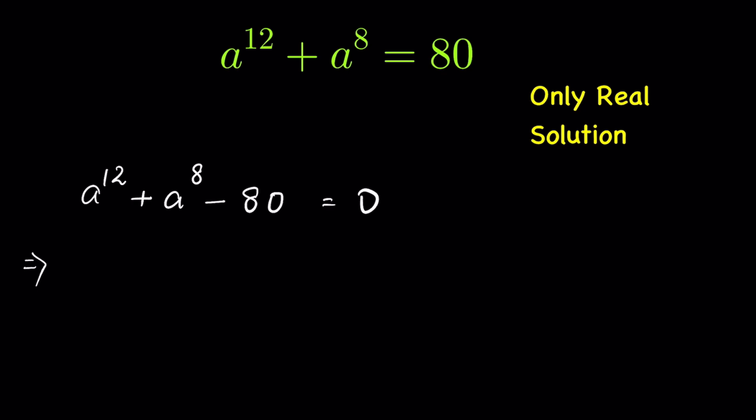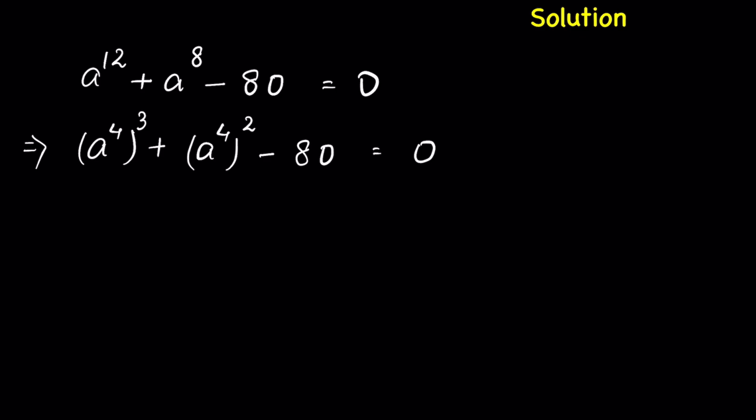Now a to the power 12 we can write as (a to the power 4) whole to the power 3, plus a to the power 8 as (a to the power 4) whole to the power 2, minus 80 is equal to 0, because there is an identity. If a raised to the power m, whole raised to the power n, it is equal to a raised to the power m times n. Now let's consider a to the power 4 as x.